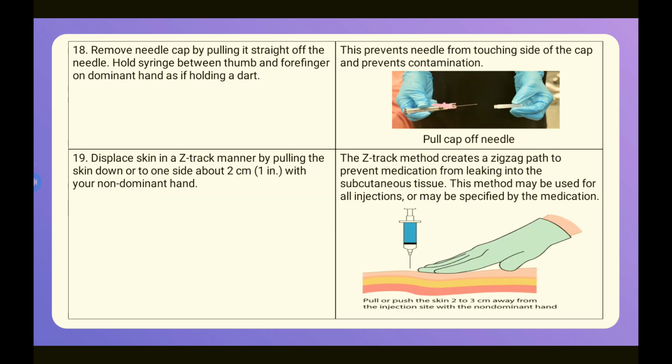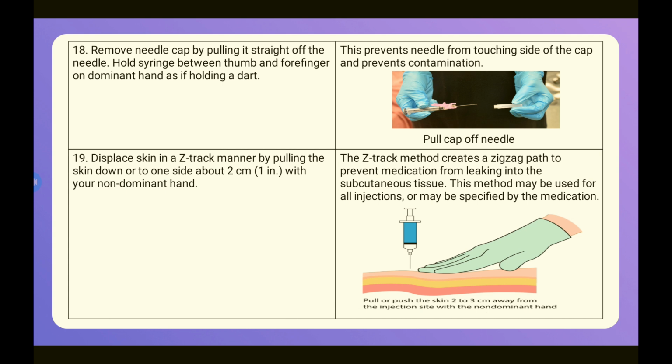Number 18. Remove the needle cap by pulling it straight off the needle. Hold the syringe between the thumb and the forefinger of the dominant hand, as if holding a dart. This prevents the needle from touching the side of the cap and prevents contamination. As you see in the image, we pull the cap of the needle straight off.